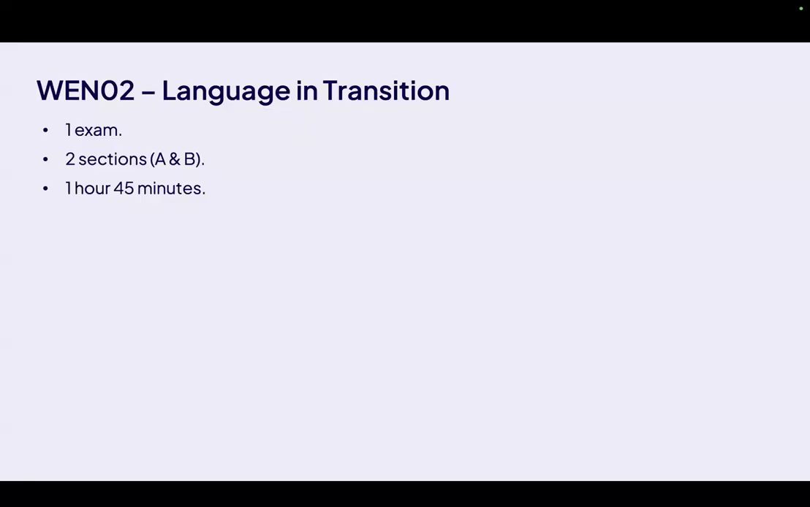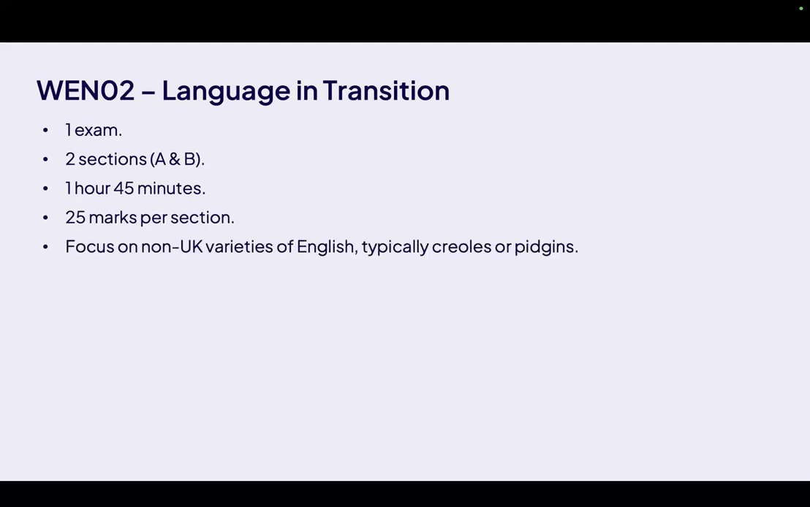1 hour, 45 minutes. That's the same as paper 1. So papers 1 and 2 both have 1 hour, 45 minutes. 25 marks per section. So that's where the 50 marks are gained. It's equidistant, okay? So there's the same 25 in A and 25 in B, making the 50. Sometimes it's different, but in paper 2, they're equally distributed.